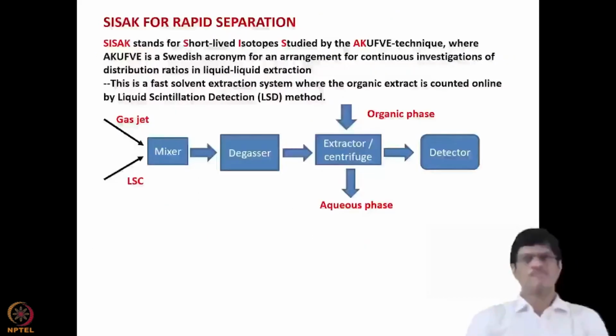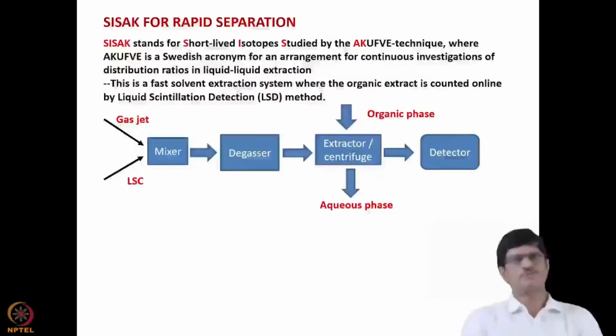Now, another type of instrument which is used for this fast separation for the transactinide is called the SISAC, or the short-lived isotope studies by the Akufve technique. Akufve is a very fast extraction. In this case, extraction is by solvent extraction.